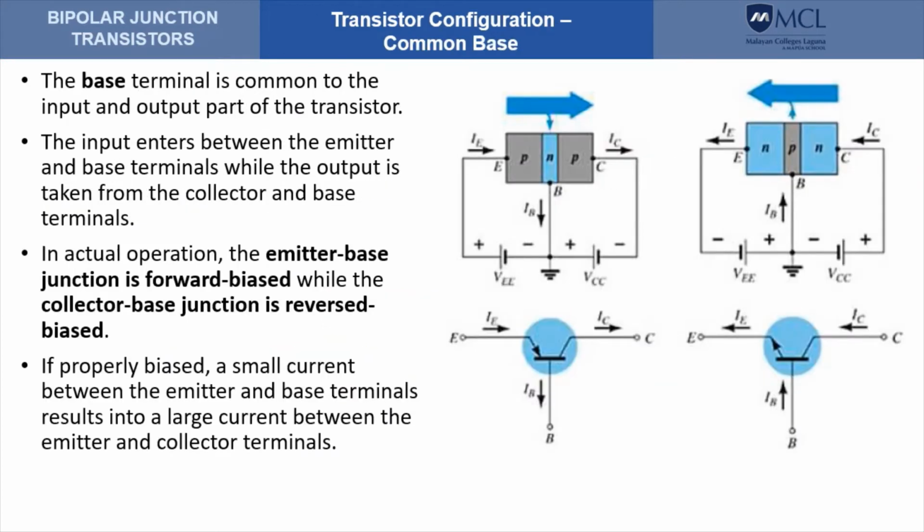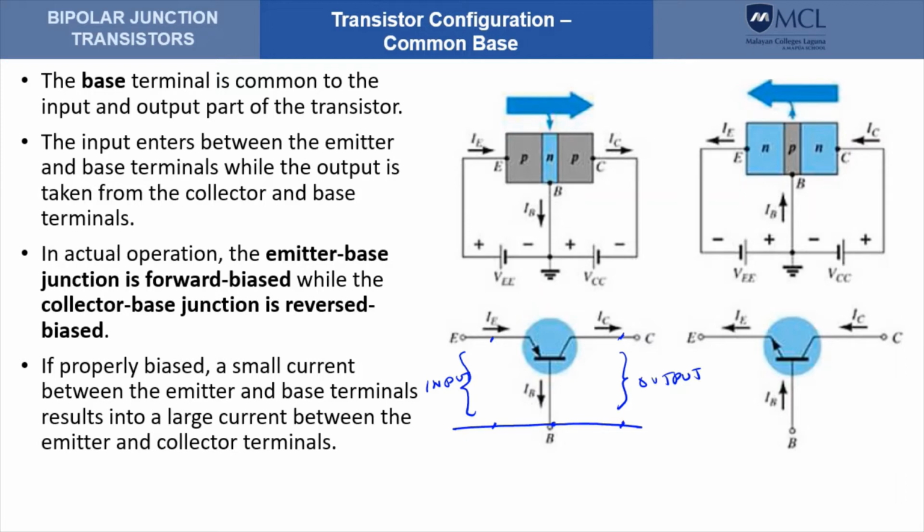One of the transistor configurations used in transistor-based amplifiers is what is known as the common base configuration. In this configuration, the base of the transistor is actually common between the input and the output of the amplifier. The input enters the emitter and base terminals, and the output is taken from the collector and base terminals.